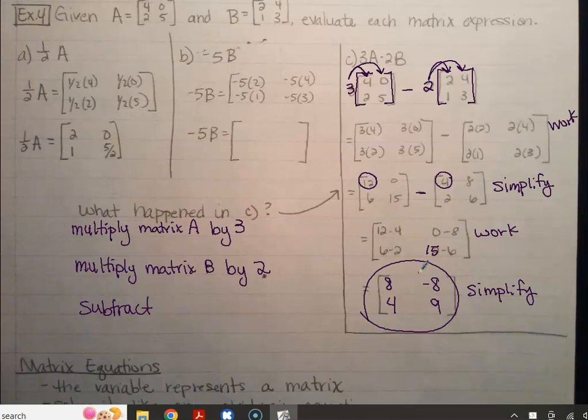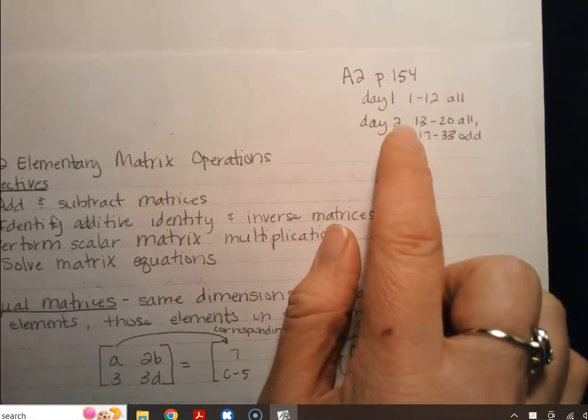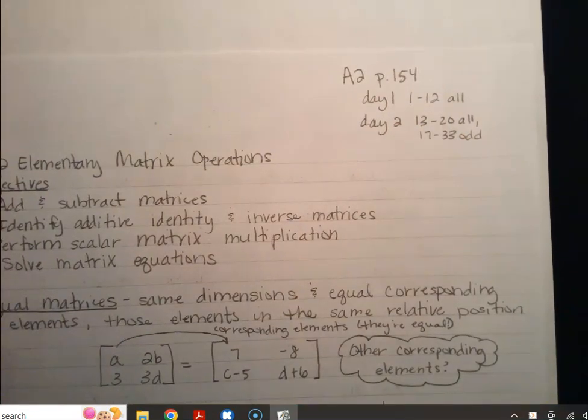Okay, so we're going to stop there for day 1. We don't want to overwhelm you too much. So your homework tonight is 1 through 12 all. So I do want you to do the evens. Make sure you're checking your odds in the back of the book, but do make sure so that when you're doing the even ones, you feel more confident.